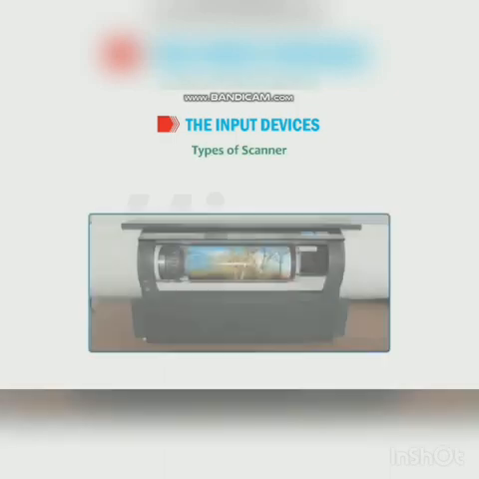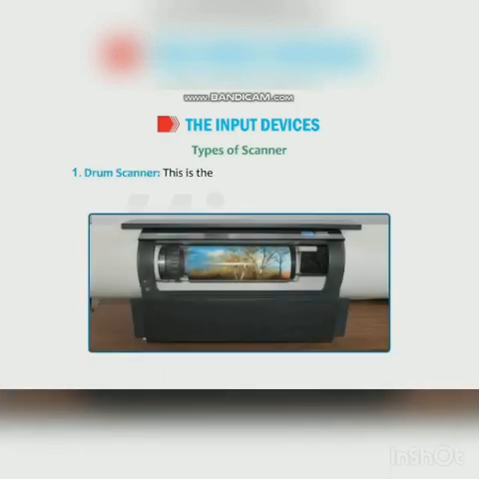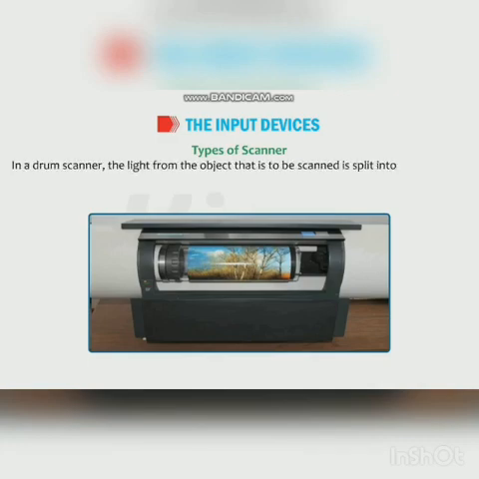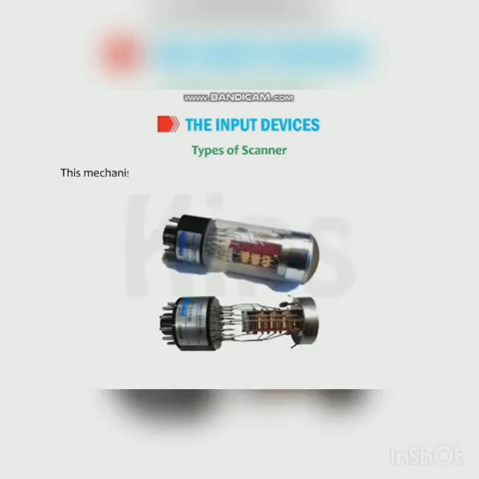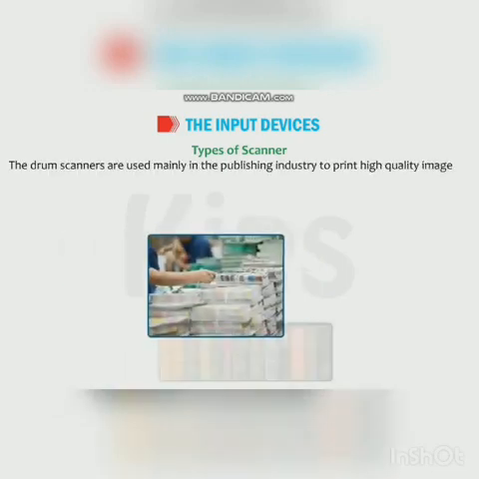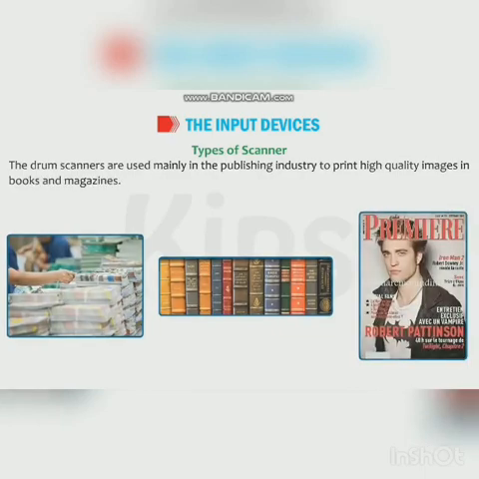Types of scanner. Number 1. Drum scanner. This is the most efficient and expensive scanner. It uses a rotating glass drum to scan. In a drum scanner, the light from the object that is to be scanned is split into separate red, blue, and green beams optically, making the image precise. This mechanism is called the photo multiplier tubes (PMT) technology. The drum scanners are used mainly in the publishing industry to print high-quality images in books and magazines.